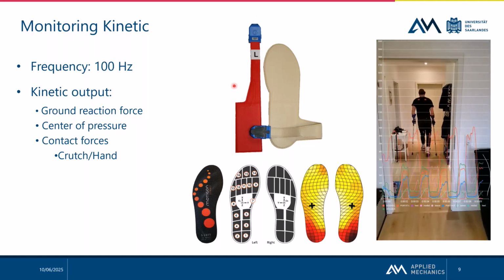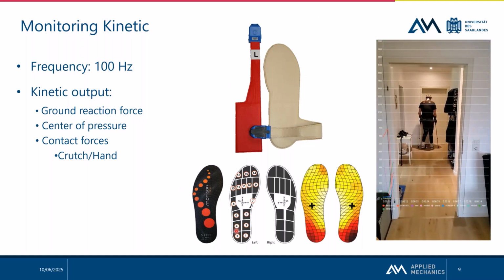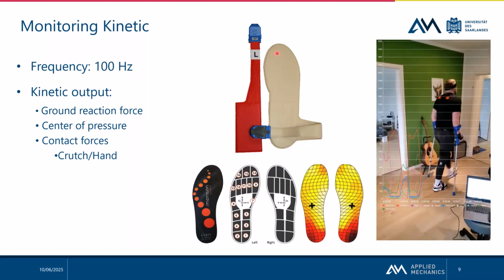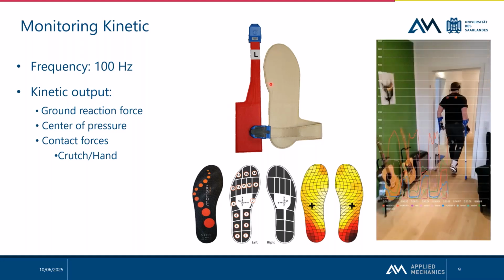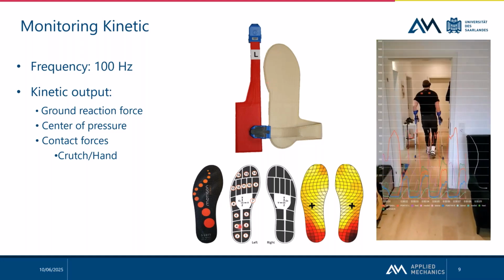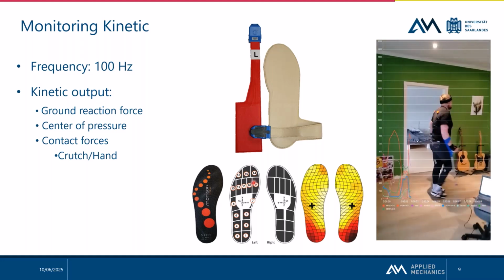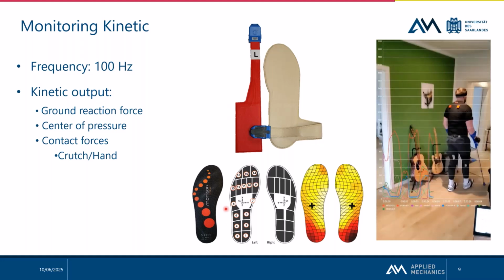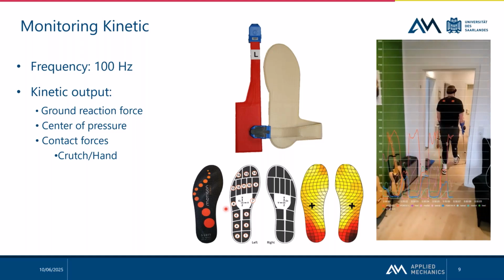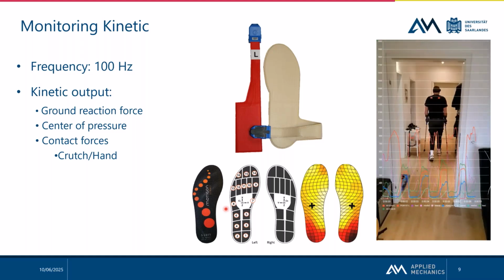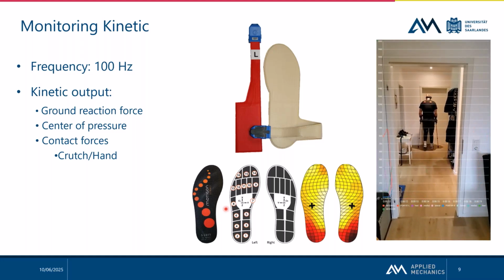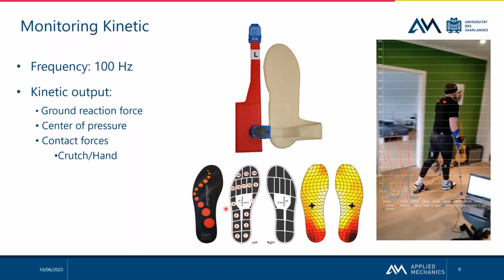This one is the Novell system, and down here we have the Modicon system. The Novell system is a capacitive measurement system, and here we have 16 pressure cells in the sole. So yeah, they're both measured at 100 Hertz. And as I mentioned, you can do it simultaneously with the Xsens system.